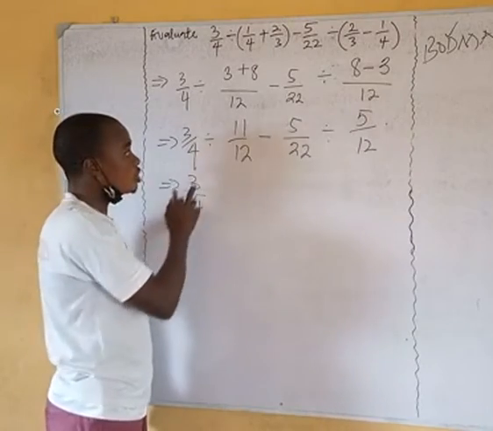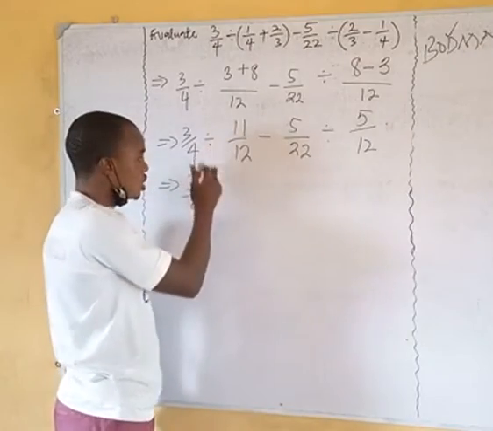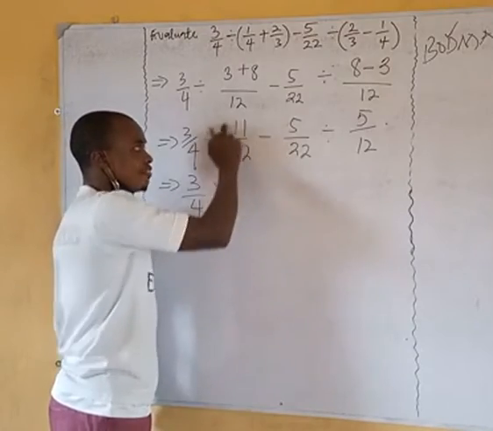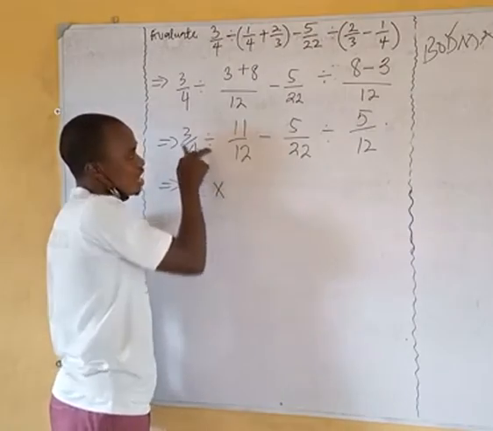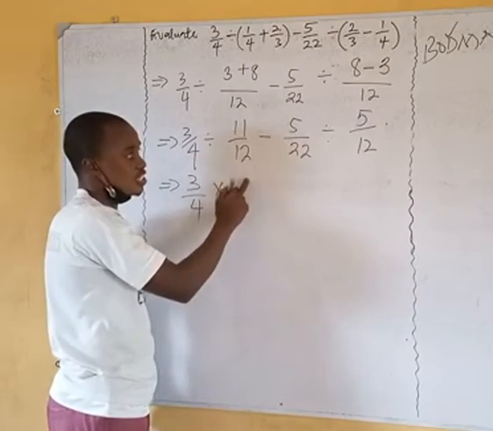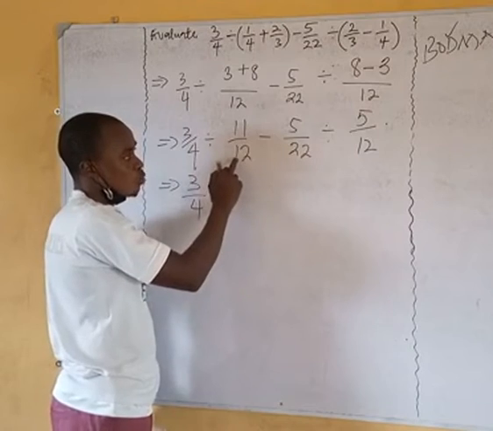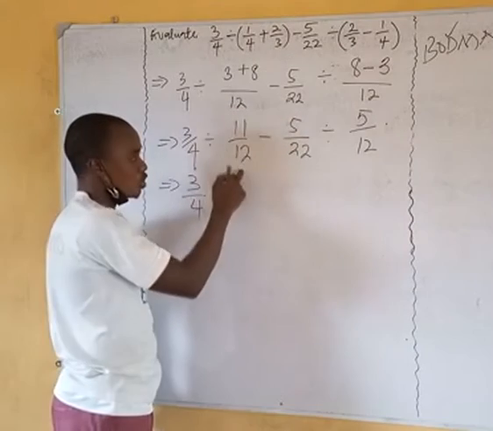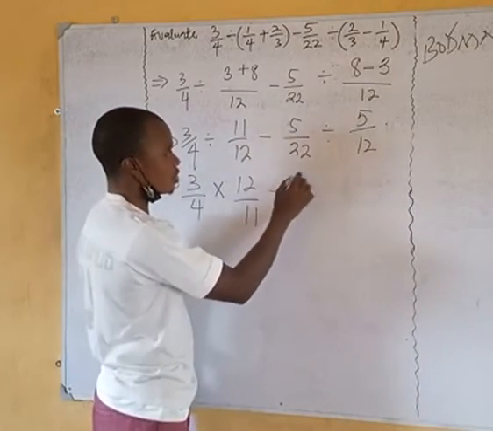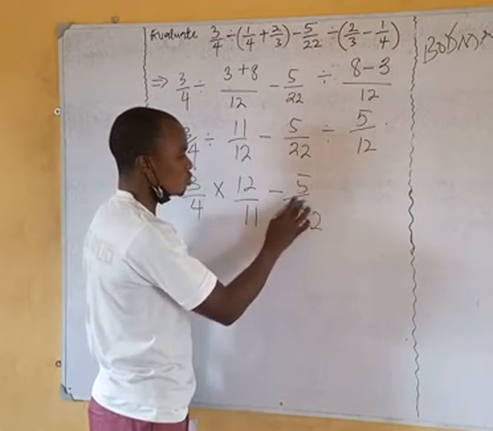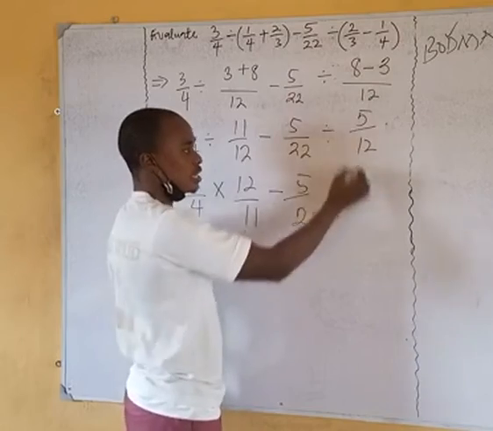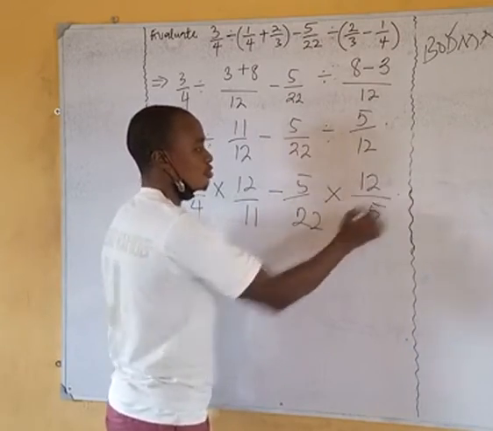We have 3 over 4. This division is going to change to multiplication. As it changes to multiplication, the fraction to the right of the division will be reciprocated. Do you understand? We take the inverse: the one here will come up, and the one up will come down. That is 12 over 11, minus 5 over 22. The same thing we did here, we do here, multiplying by 12 over 5. Are you following?